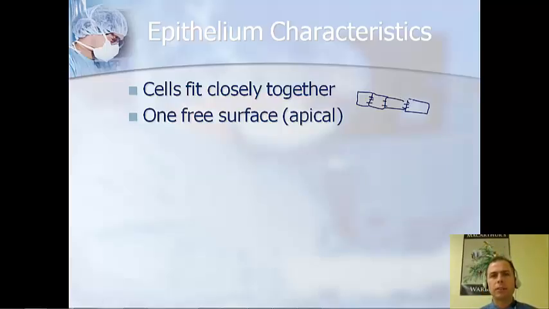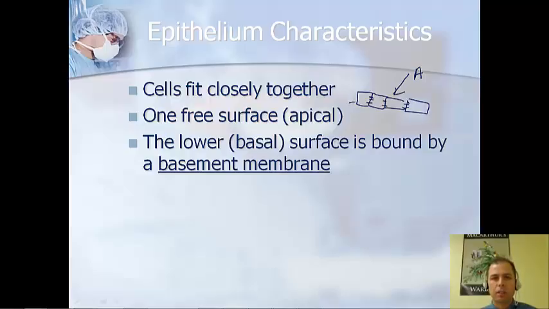Second key characteristic is that because these cells are lining and covering parts of the body, that means that they have a surface that's exposed, that we refer to as the apical surface, or the apex, and a surface that is attached. That attached surface we'll call the basement, or the basal. Right? Basement membrane, basal surface, is that area where our epithelial tissue connects to the rest of the body, which typically will be connective tissue.